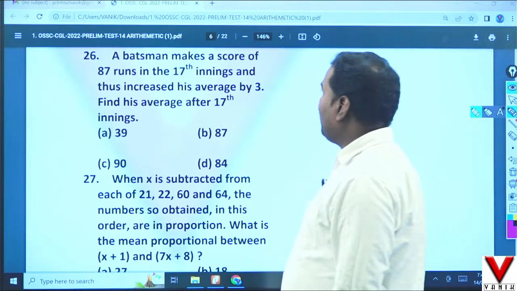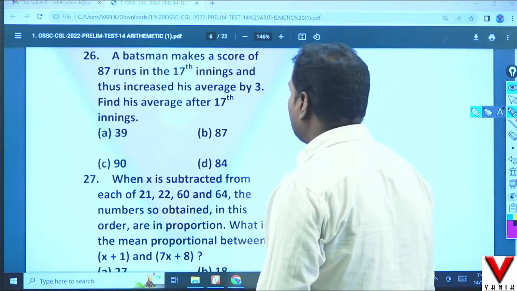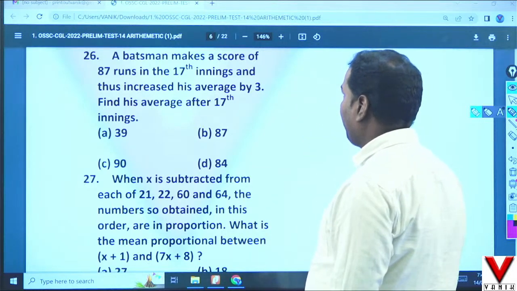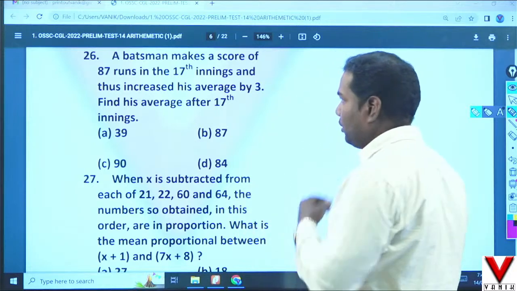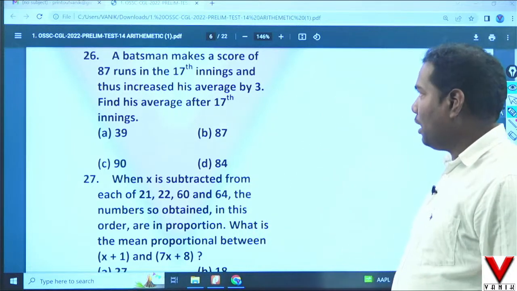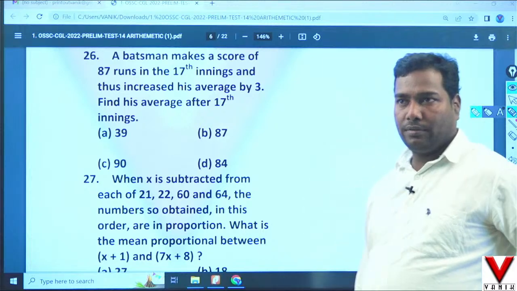A batsman makes a score of 87 runs in the 17th innings and thus increased his average by 3. Find his average after 17th innings.